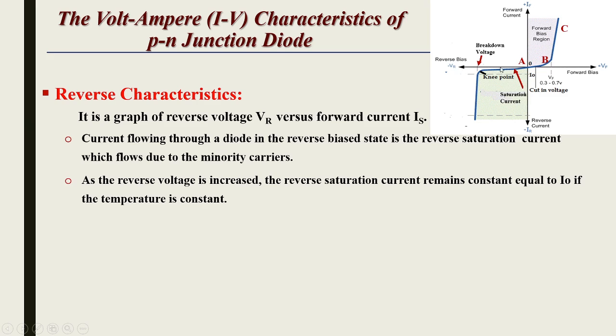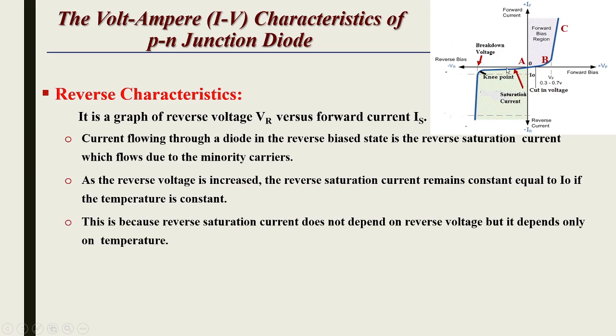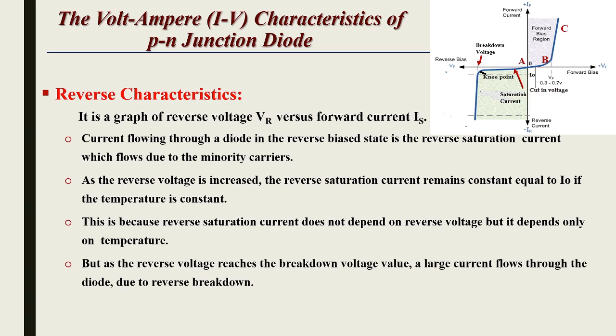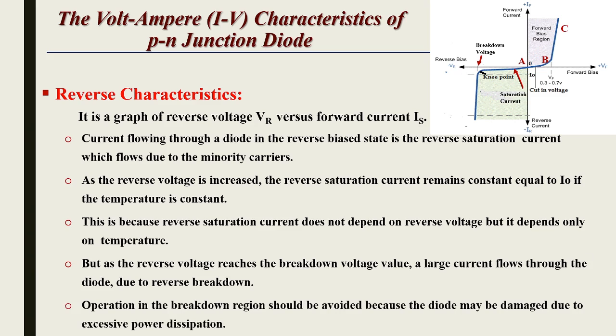As the reverse voltage increases and the temperature is constant, the reverse current is equal to IO, that is the reverse saturation current. This is because reverse saturation current does not depend on reverse voltage, but only on the temperature. But as the reverse voltage reaches the breakdown voltage value, a large current flows through the diode due to the reverse breakdown. So this is the breakdown voltage. When this reverse voltage reaches this breakdown voltage, breakdown takes place, that means the depletion region or barrier will collapse and large current will start flowing through the diode. This reverse breakdown current is very high, so operation in the breakdown region should be avoided because the diode may be damaged due to excessive power dissipation.